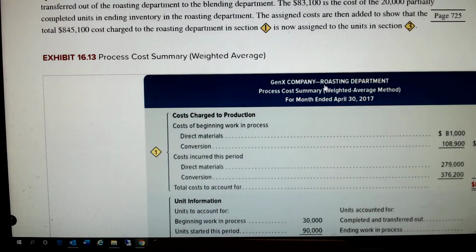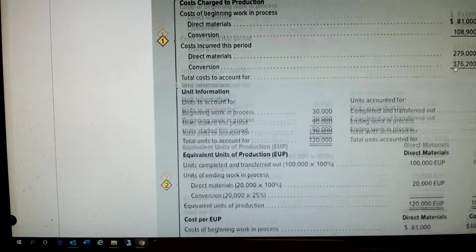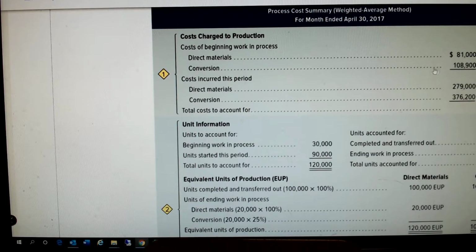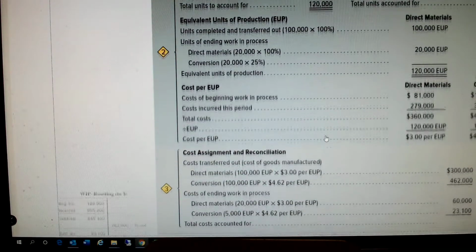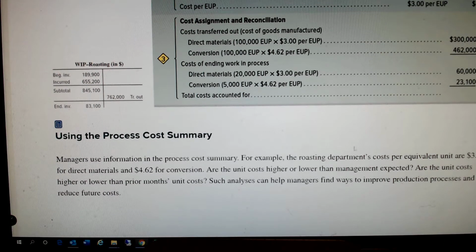Process cost summary. It's a little different than the one that I use. I don't think it's quite as easy to follow, but all the information's here. The same information, just organized a little differently, presented a little differently.